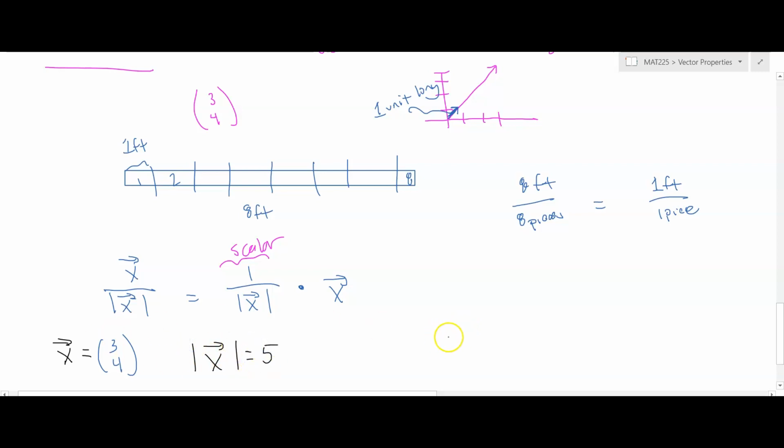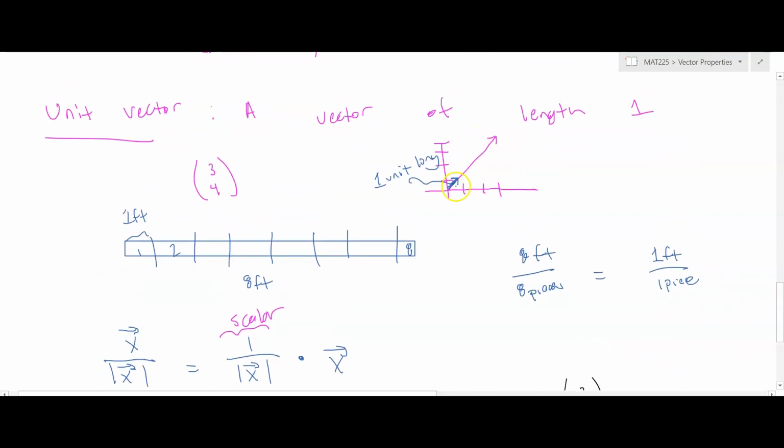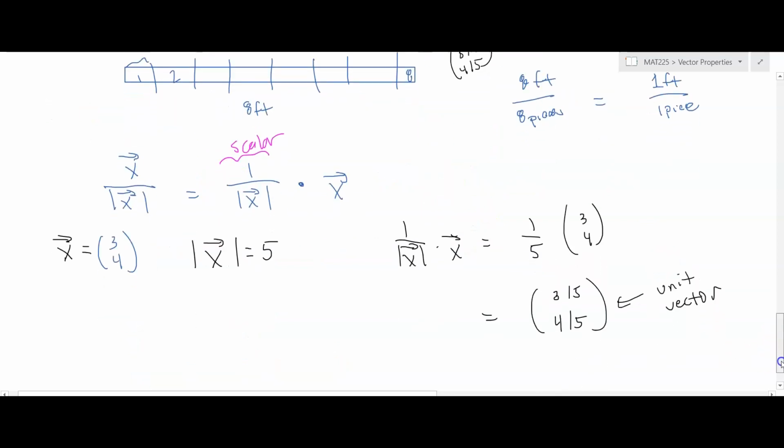And so if I take x and I multiply it by 1 over its length, that's going to be 1/5 of the vector 3, 4. And when we scale a vector, we know that that's going to be 1/5 times 3, which is 3/5, and 1/5 times 4, which is 4/5. And this right here is a unit vector that points in exactly the same direction as the original vector. So this guy here is going to be the vector 3/5, 4/5, and he is exactly 1 unit long.